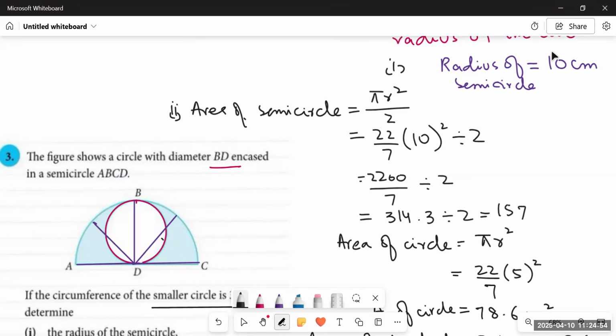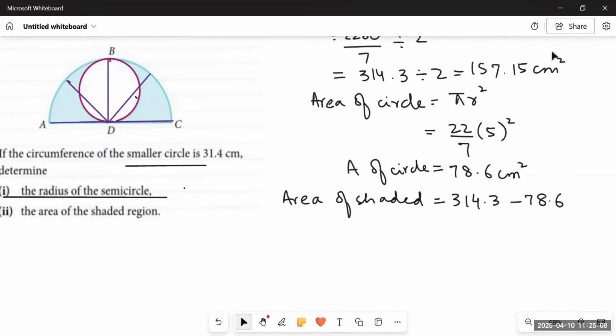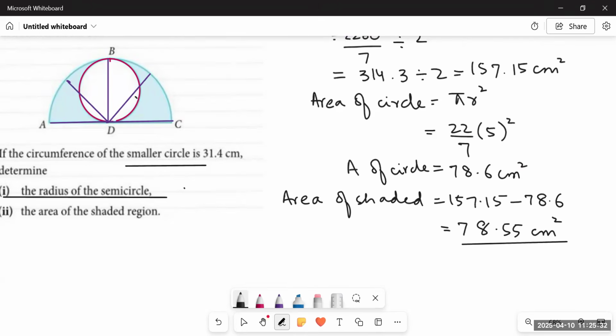Okay, since this outer part is the semicircle, we have to find out the area of the semicircle, which would be 157.15 centimeter square. So after that, we have to subtract 78.6 from 157.15. Just make a small correction over here. And so the final answer would be 78.5, right? Area of the shaded region is 78.55 centimeters square.